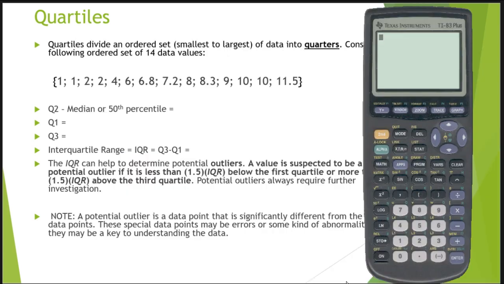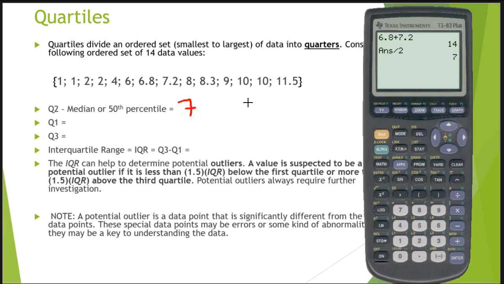And the way we're going to do that is we are going to count. So we have 14 pieces of data. So the middle of that, 1, 2, 3, 4, 5, 6, 7, is right here between 6.8 and 7.2. And so all we have to do is find the middle of that, which is 7. So our Q2 is 7.